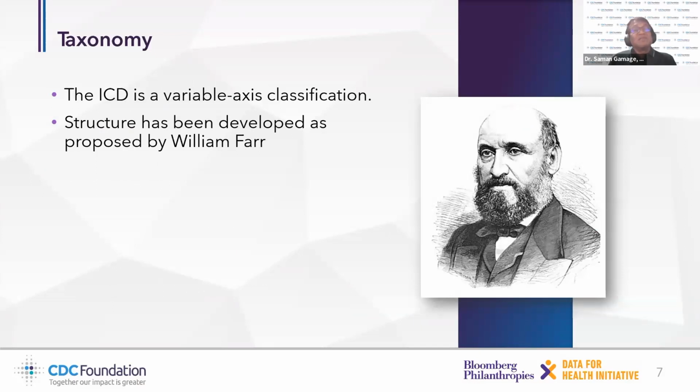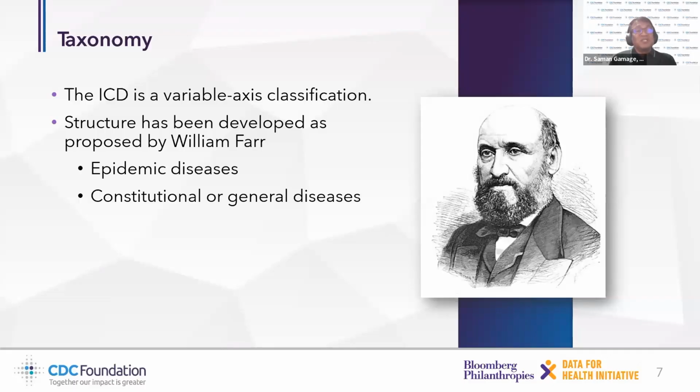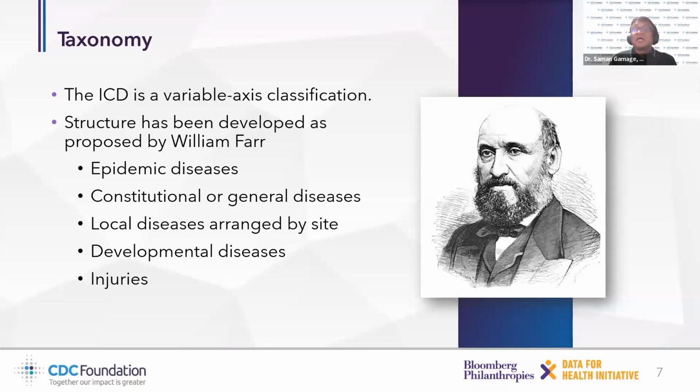The structure has been developed as proposed by William Farr. William Farr is one of the major figures in the history of epidemiology, a British physician with an unusual knowledge of statistics. He proposed several groups: epidemic diseases, constitutional or general diseases, local diseases arranged by site, developmental diseases, and injuries. These groups remain in the chapters of ICD-11.